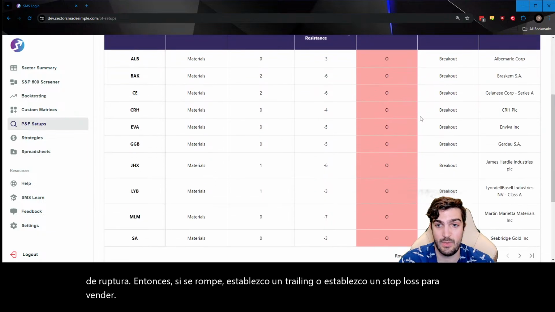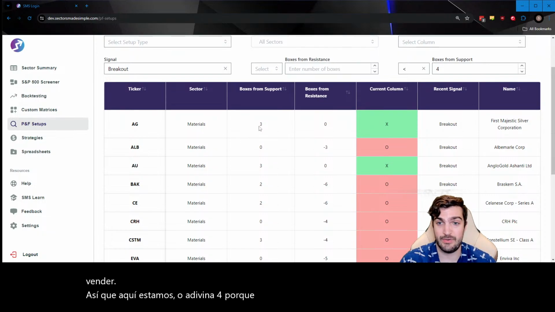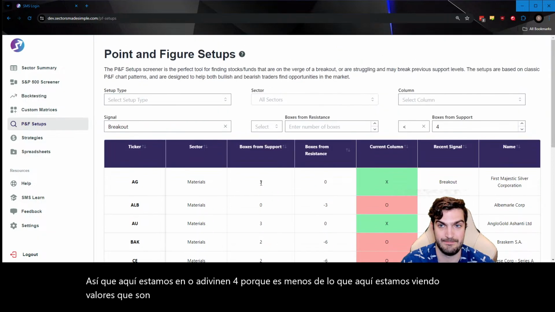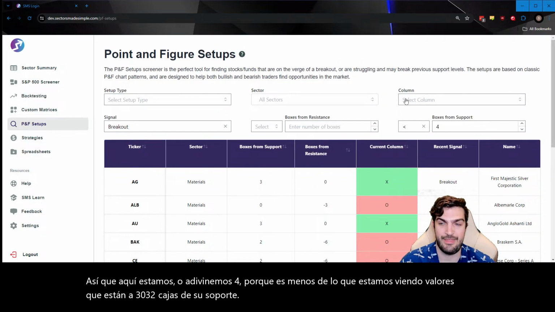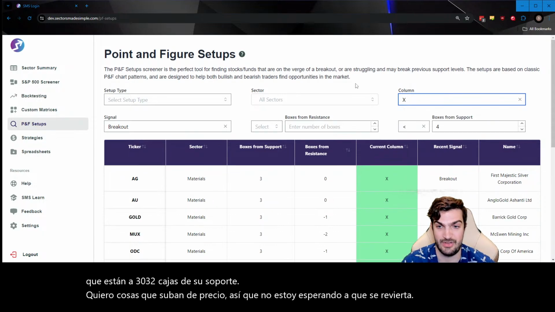So here we are, at, or I guess 4, because it's less than. Here we are seeing securities that are 3, 0, 3, 2 boxes from their support. I want things that are going up in price, so I'm not waiting for it to reverse. It's already reversing.